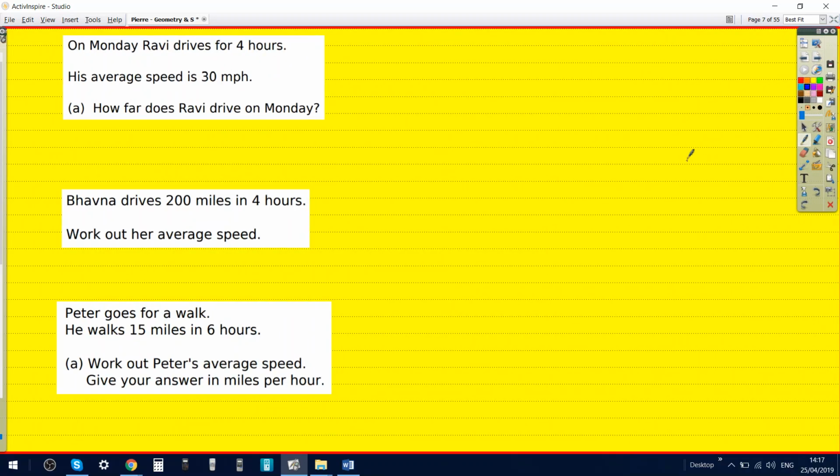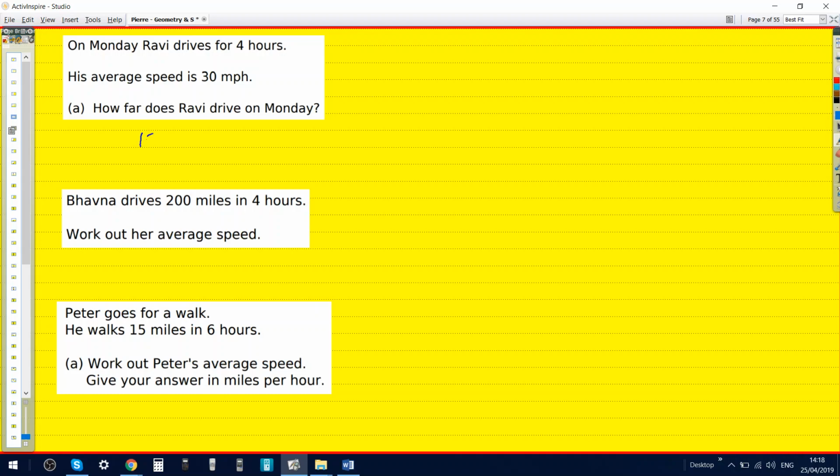Okay, how about this first one? So average speed is 30 miles per hour. So 30 times 4 is 120. How far does he travel? 120 miles. Yeah, excellent. Speed. So 200 divided by 4 is 20. How many 4s in 20? 5, sorry. So it's 50. Yes, that's it. 50 miles per hour, because that was miles and that was hours.